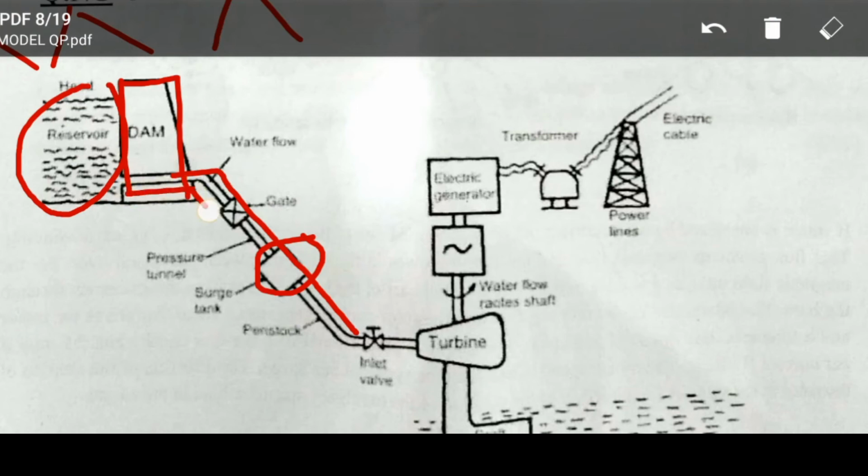The water is controlled using gate valves and the turbine valve, and it flows to the turbine. The turbine converts the kinetic energy of water into mechanical energy. The turbine is coupled to an electric generator. From that electric generator, the power will be generated. After that, it will be stepped up to high voltages and transmitted.